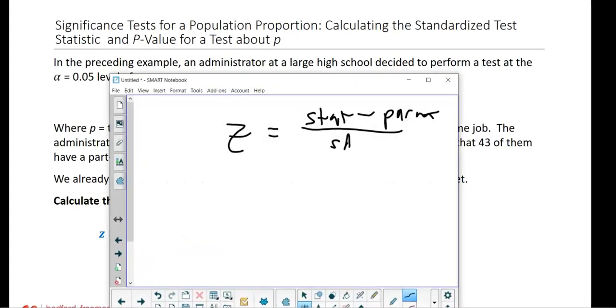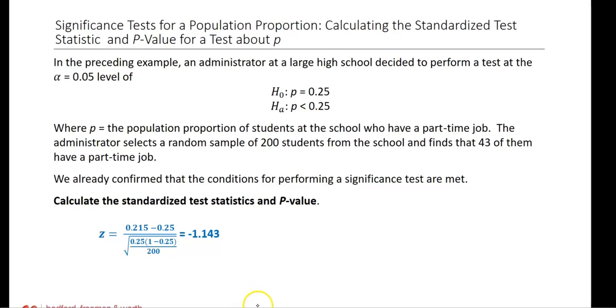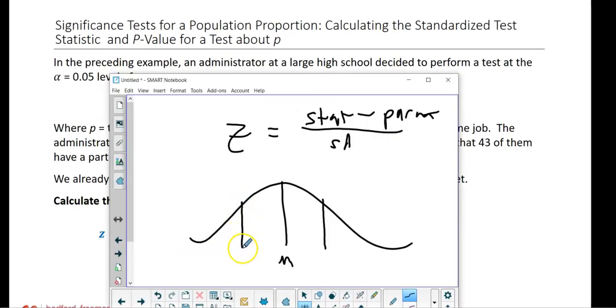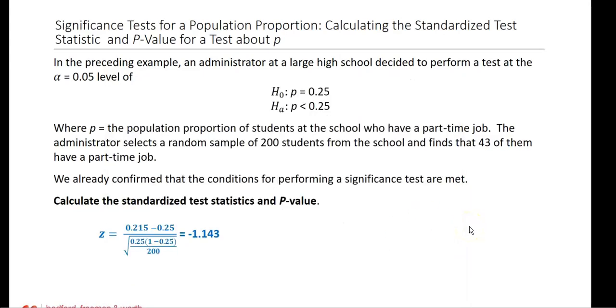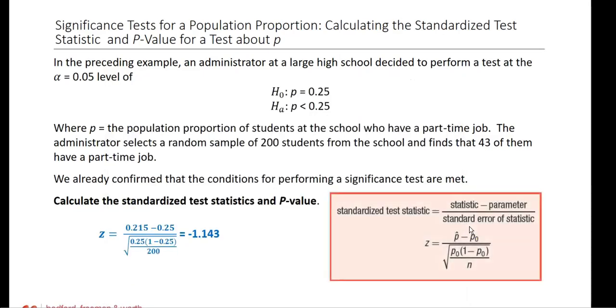It's been a while since we've talked about z, just so you know what that means. If this is the mean, negative 1.143 means you're right about there. So that's a z value of negative 1.1 something, right? It's just a little bit past one standard deviation below the mean. They're saying that's on the formula sheet. You have to kind of piece it together. Not too bad.